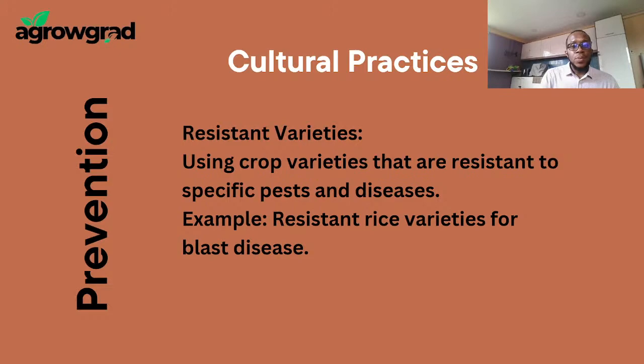A great way is planting resistant varieties. Possibly you've monitored your farm and gathered a lot of data to know what pests are in and around your area. You look for seeds that are specifically resistant to certain pests and diseases. For example, there are different resistant rice varieties for blast disease.